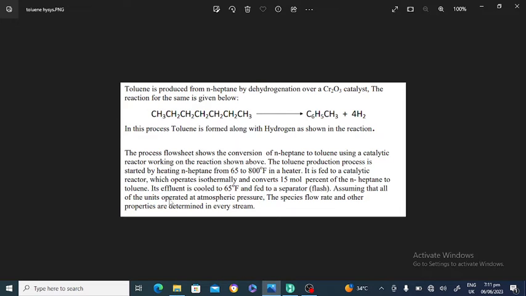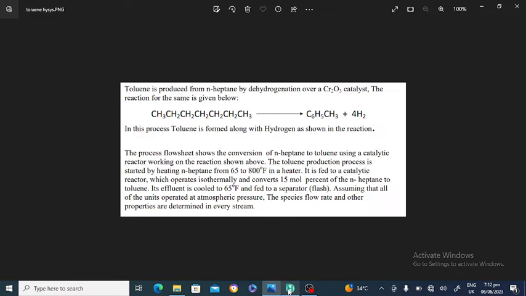Assume that all the units operate at atmospheric pressure. Specify the molar flow rate, species flow rate, and other properties. So we will determine the molar flow rate, composition, and other profiles in this lecture. In this lecture we will discuss the separator and reactor combined.